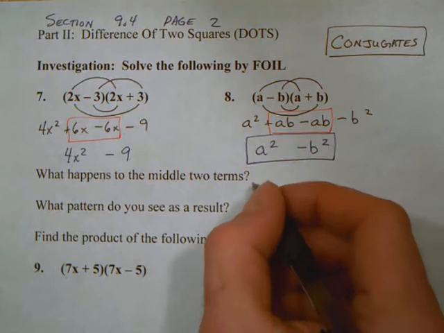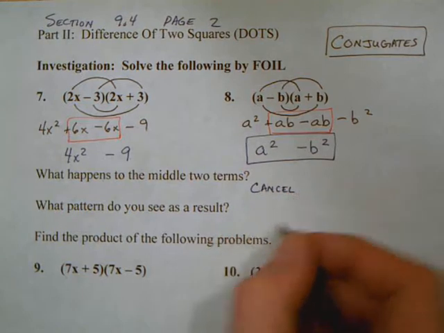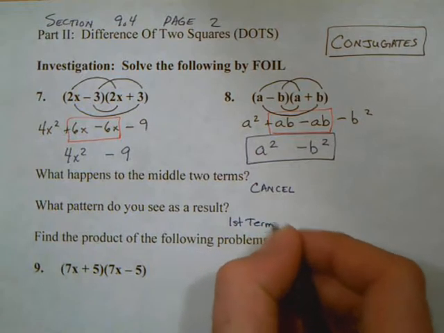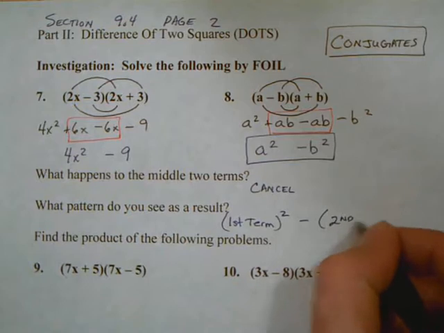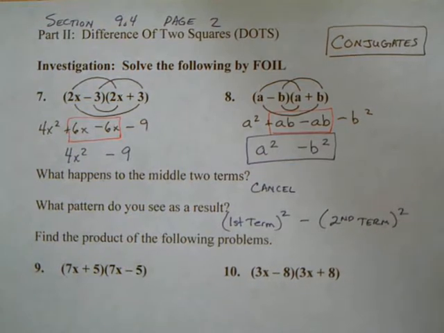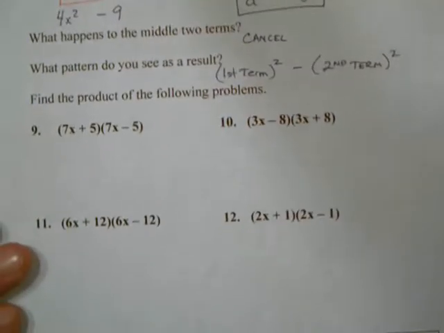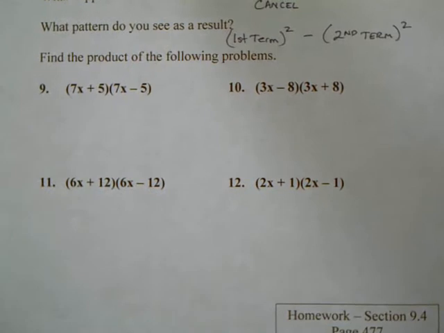So what happens to the middle two terms? If they're conjugates, they cancel. So what pattern do we see? It's the first term squared minus the second term squared. So let's use that pattern to solve these next problems. Remember, this only happens when they're conjugates.